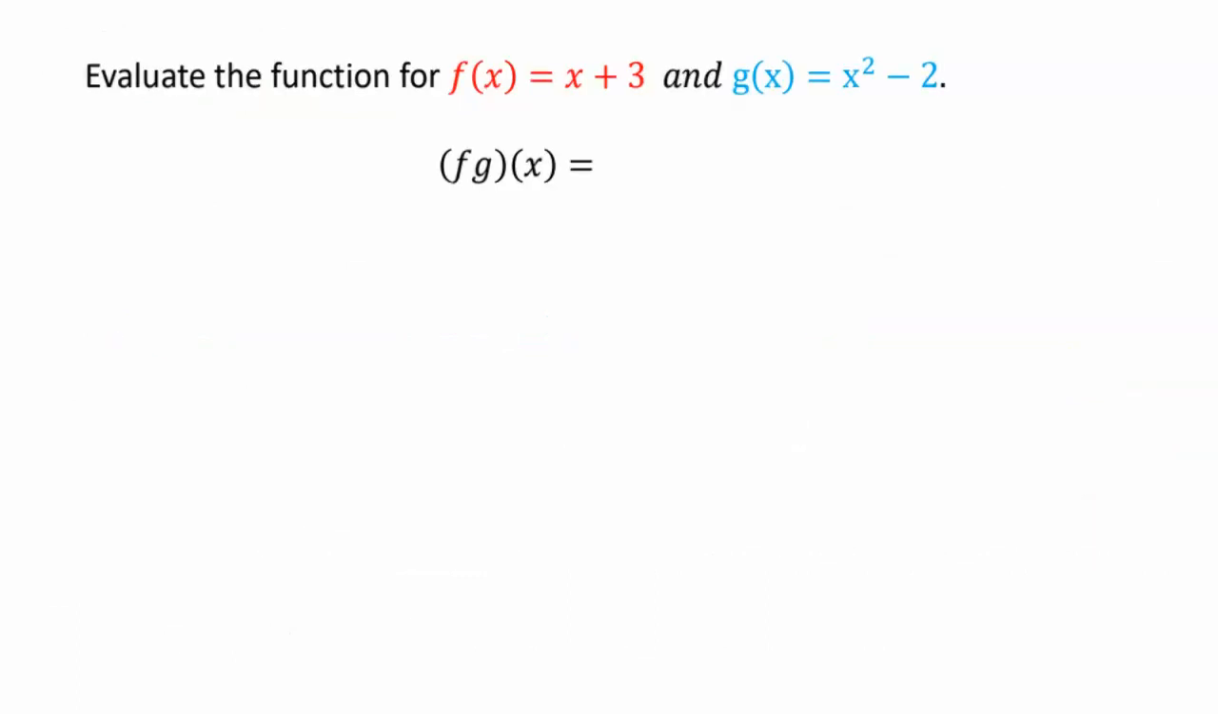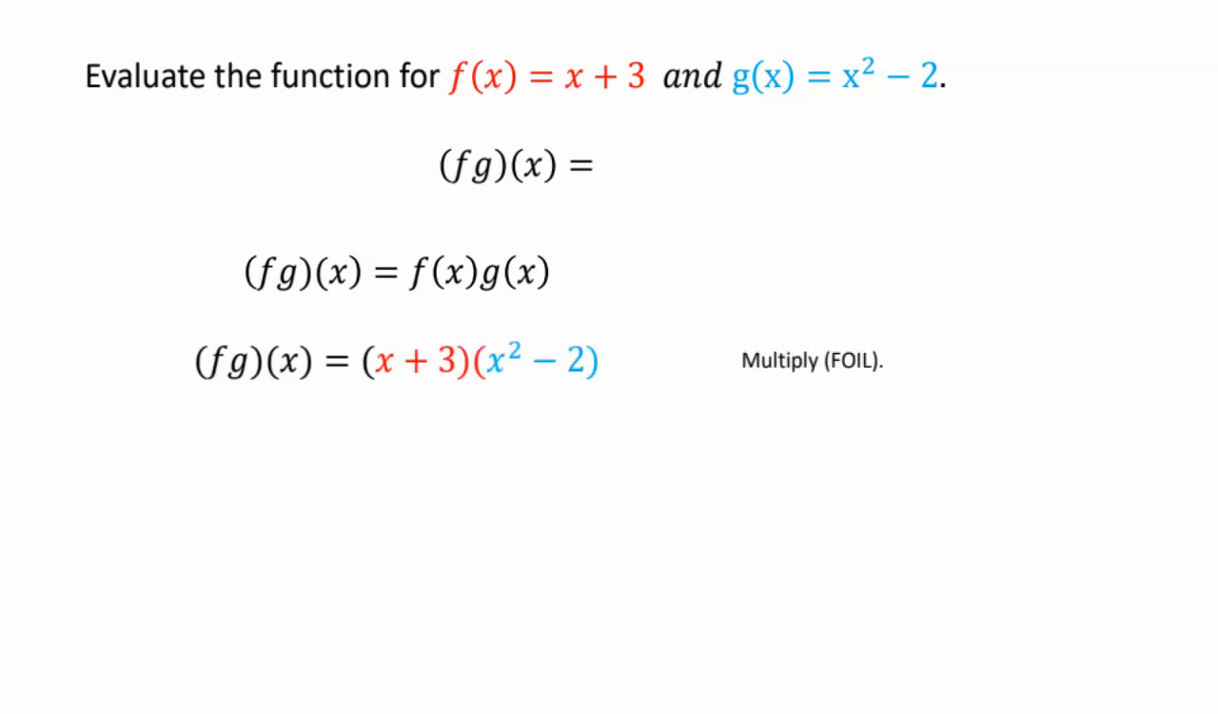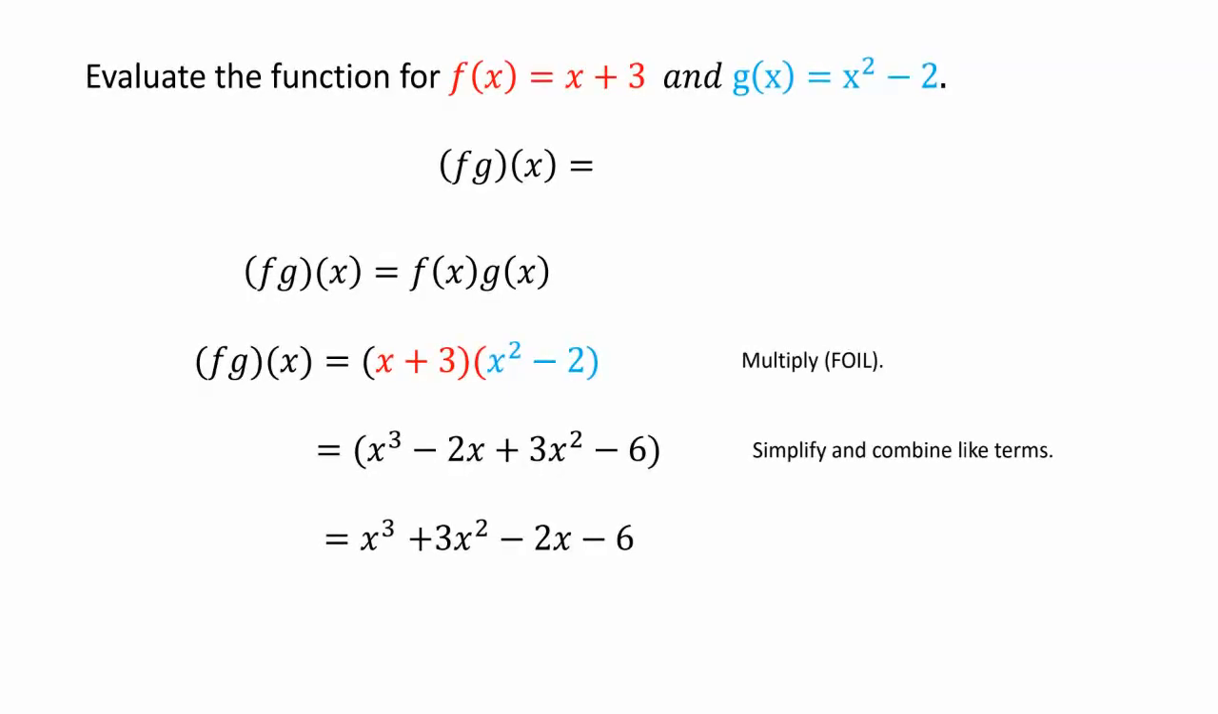Now, here we're going to evaluate the function f of x equals x plus 3 and g of x equals x squared minus 2. So here we're doing the f times g function. My f function is in red, which is x plus 3, and my g function is in blue, which is x squared minus 2. So here we have to do the FOIL. x times x squared gives us x cubed. x times negative 2 gives us negative 2x. 3 times x squared gives us 3x squared. And 3 times negative 2 gives us negative 6.